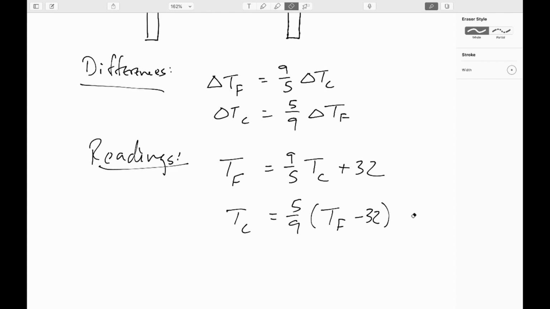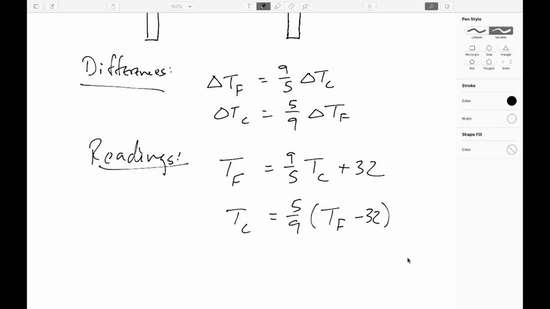So if you're converting differences, all you've got to do is multiply by 9/5 or 5/9, depending which way you're going. If you're converting readings, you have to both change the size of the degree and handle the offset for the fact that the Fahrenheit system makes 32 freezing instead of 0.